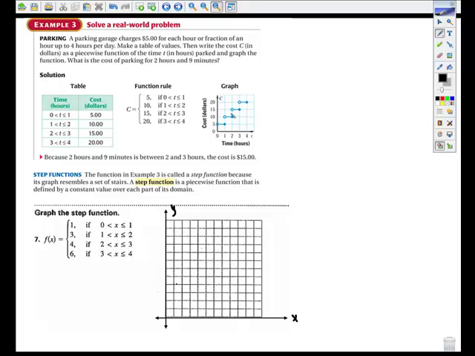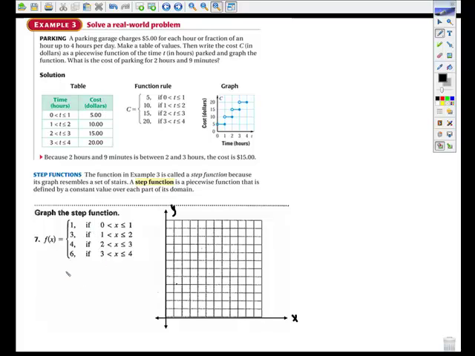This function is called the step function because, as you can see, it sort of looks like stair steps. A step function is a piecewise function that's defined by a constant value over part of its domain. So a constant value, so it's going to be a bunch of little horizontal segments.